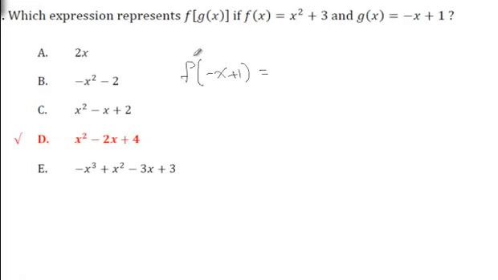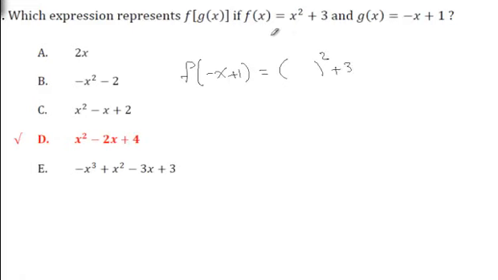So f of minus x plus 1, we go for the f function, and instead of every x, we replace it with minus x plus 1. Okay? So, as a systematic way, you do it easily: go for the f function. This is f of x. Each x you see, put it in brackets. So we have x squared, so we have bracket squared, plus 3.